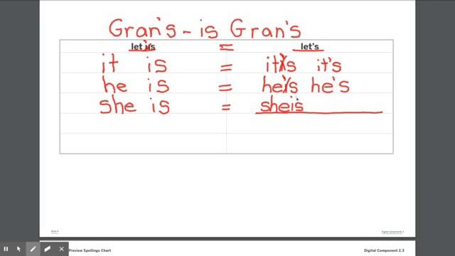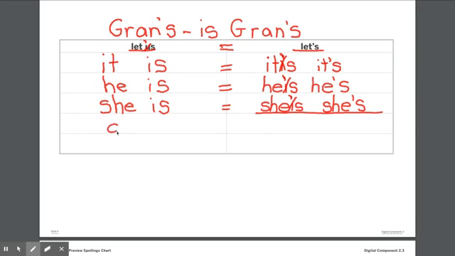She's. We don't hear the I. We're going to cross it off. Turn that into an apostrophe. And here we have she's. She's my friend. She's nice. She's a really good cook. And there it is. So the apostrophe takes the place of the I. Let's see if that is always the case.